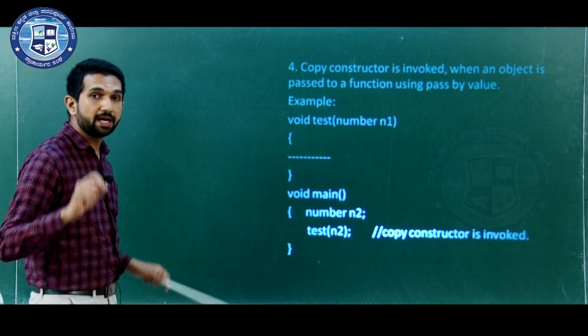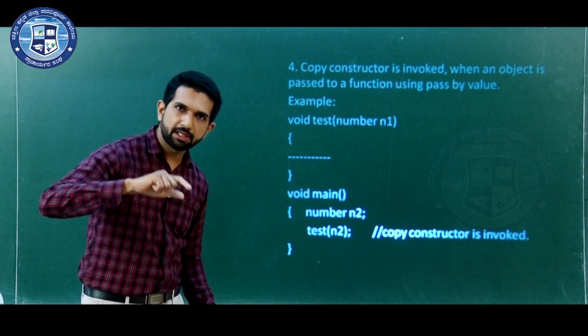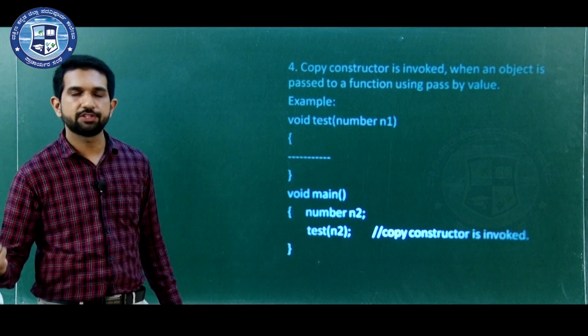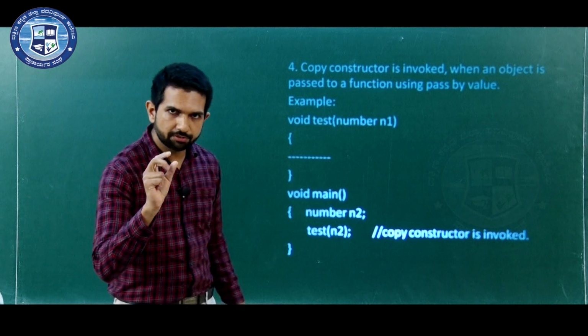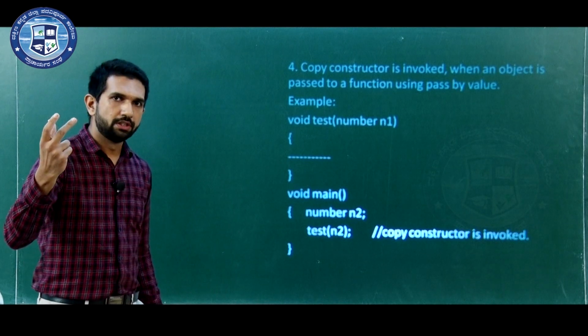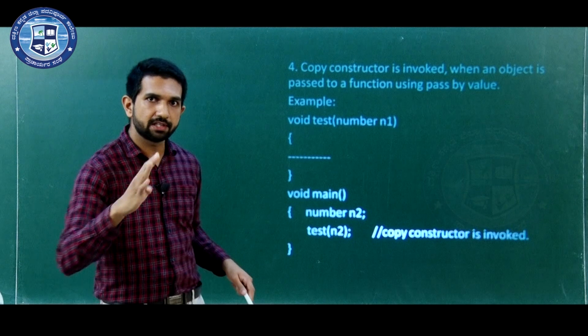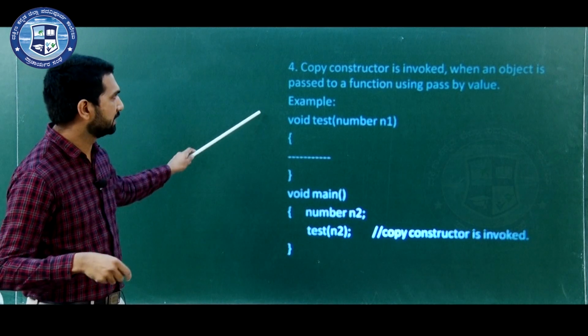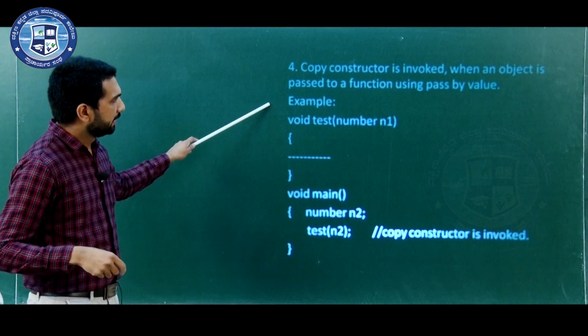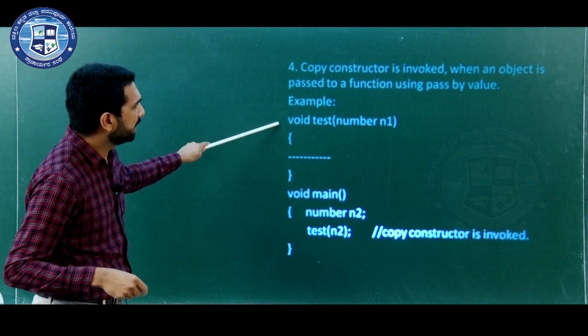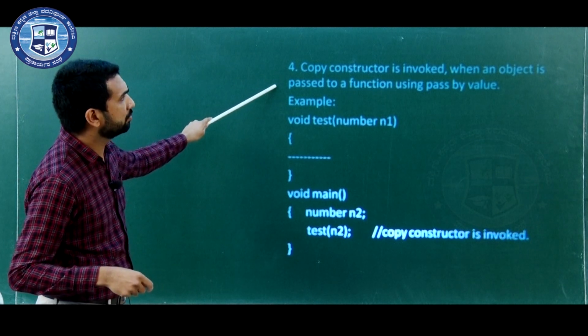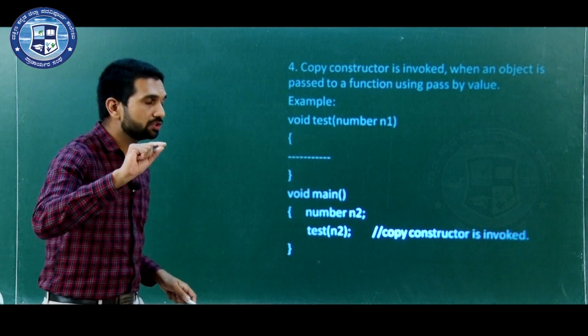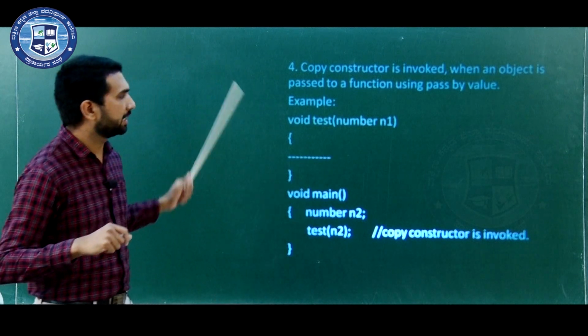Similarly, the next situation, the fourth situation: the copy constructor is invoked when an object is passed to a function using the pass by value method. You know the pass by value method and the pass by reference method. Pass by value means we are passing values. Similarly, pass by reference means we are going to pass an address-related reference. So here in this example you can clearly see void test. The copy constructor is invoked when an object is passed to a function using the pass by value method.